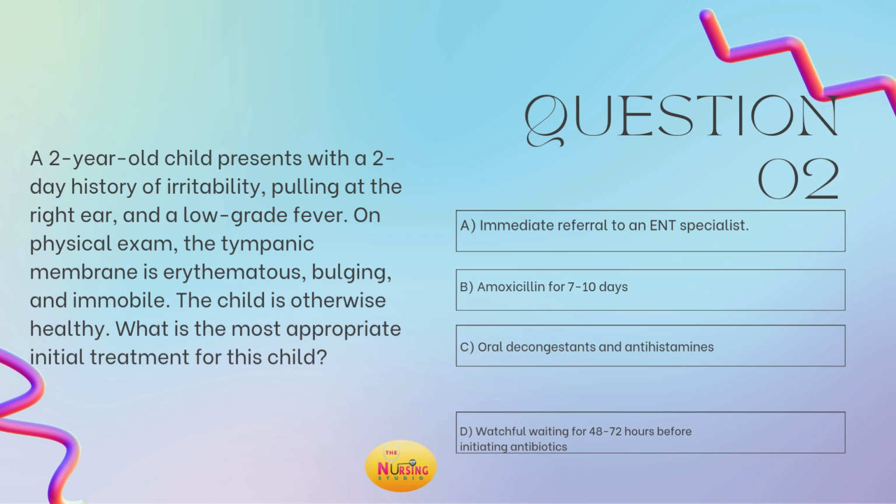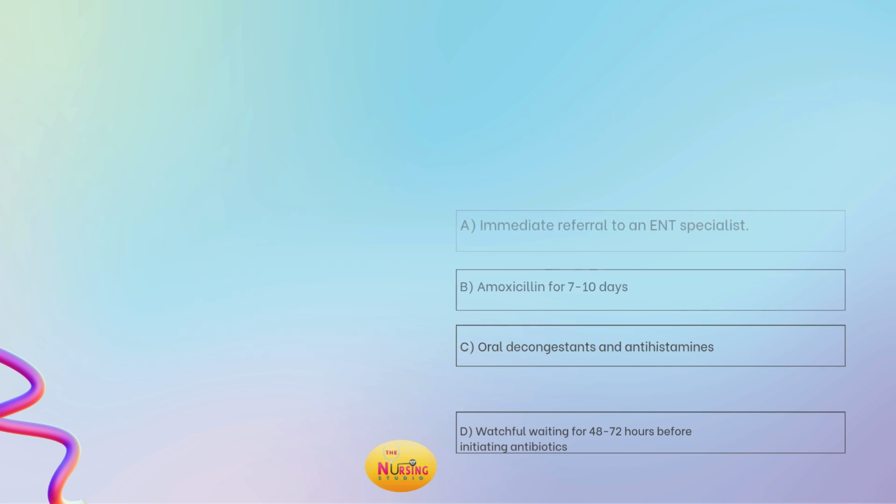So based off of these assessment findings, it's similar to question number one, right? This patient has pulling at the ear, irritability, a low-grade fever, and that tympanic membrane is erythematous, red, bulging, immobile. So we're thinking acute otitis media, right? So you want to think about how do we treat and what is that first line therapy? So the best answer is B, amoxicillin for 7 to 10 days. Remember, I always tell you guys to think about the A's for the treatment for acute otitis media.